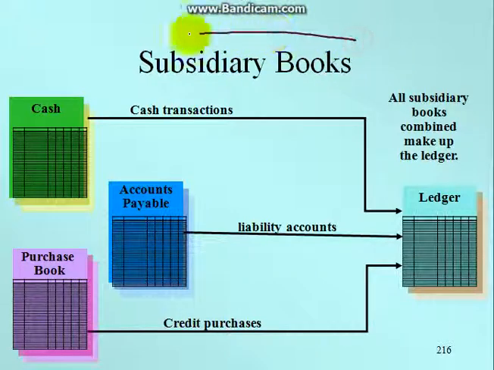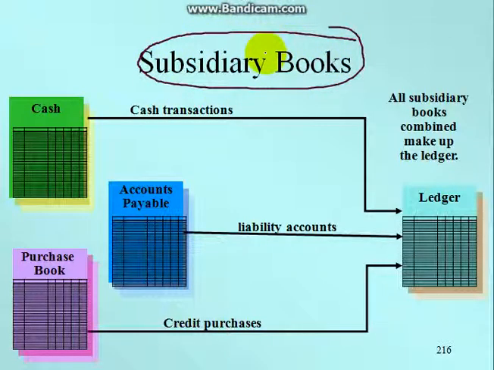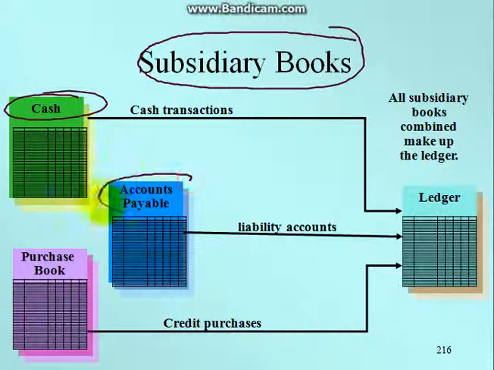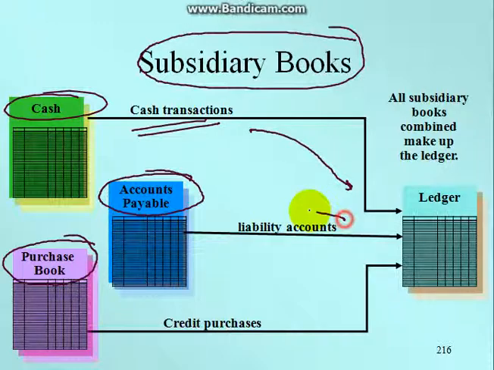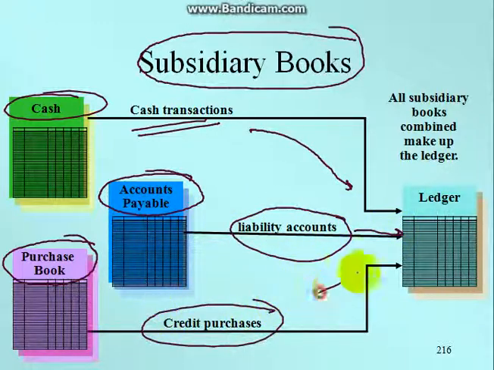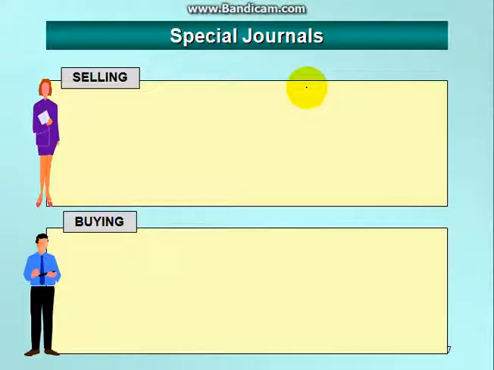Now these are the subsidiary books. What are subsidiary books? Cash transactions are recorded in the cash ledger, accounts payable transactions are recorded in the accounts payable ledger, and purchases are recorded in the purchase ledger. So cash transactions are posted into the ledgers, liability accounts are posted into the ledger, and credit accounts are posted into the ledger. These are the subsidiary books.